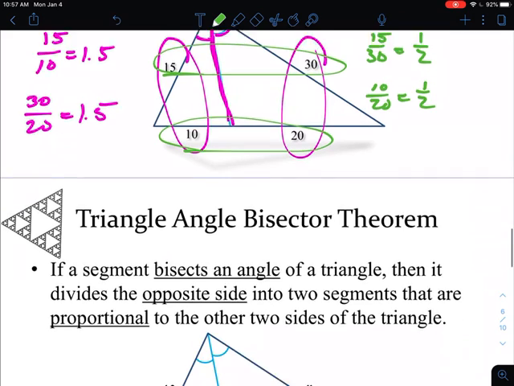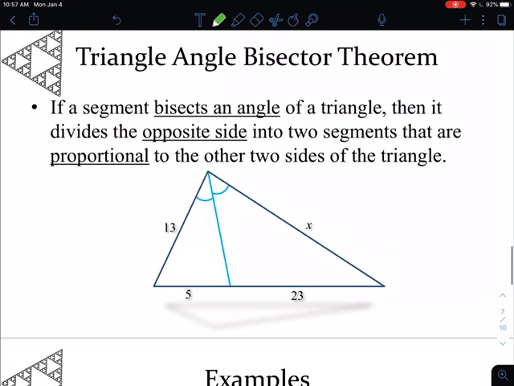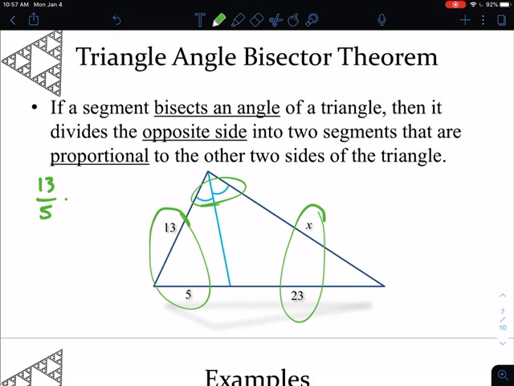And so just like with the other types of problems, you're going to get something that looks a lot like this. So we have our triangle, we have the angle bisector, we can see that with the angle marks there. And so what I'm going to do is I'm going to set up a top to bottom equals top to bottom. So I just got to figure out which pieces go together. So top to bottom, 13 over 5 equals top to bottom x over 23. And so when I go to cross multiply, I get 5 times x is 5x. I get 13 times 23, which is 299.